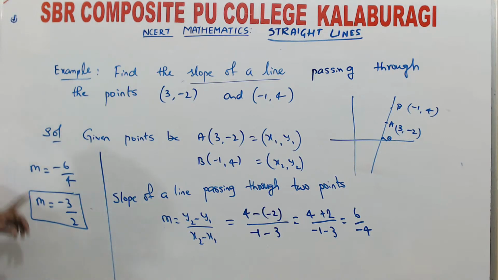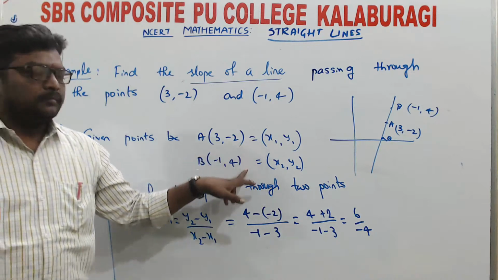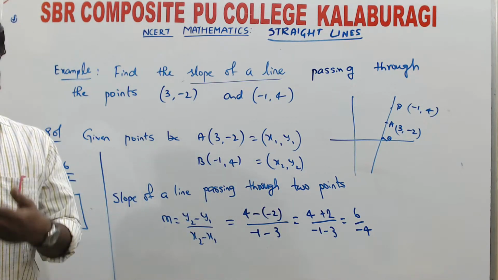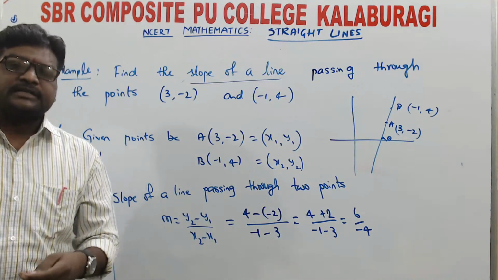Therefore we can find out the slope of a line when we know 2 points. Before, we learned the slope of a line when we know the angle of inclination with the positive direction of x-axis.